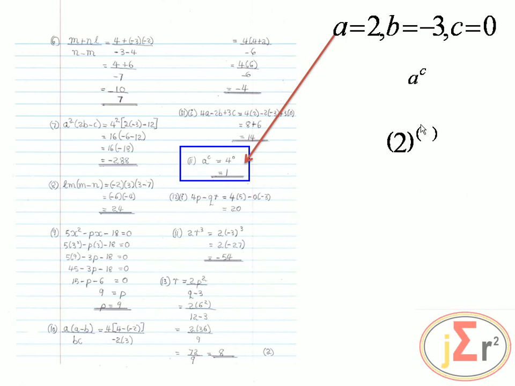And what is the value of C? 0. And some students are delighted to see that index of 0. 2 raised to the power of 0 is equal to 0, and they will get the answer incorrect. Any number raised to the power of 0 is equal to 1. So that is actually equal to 1.